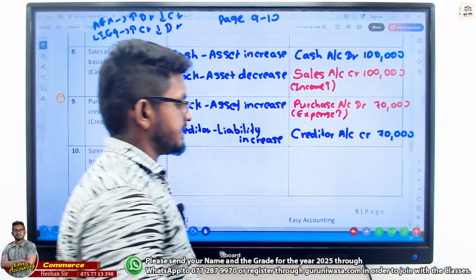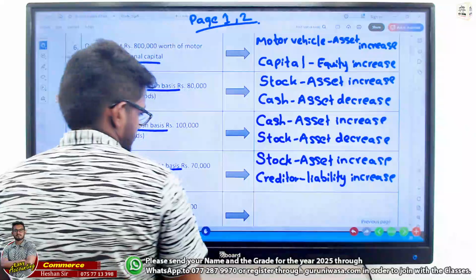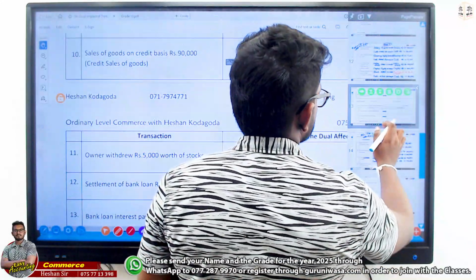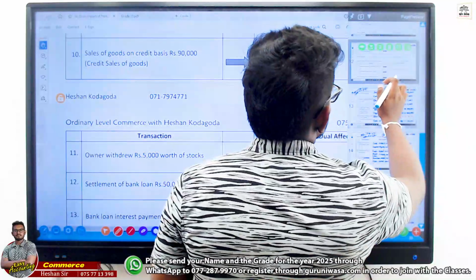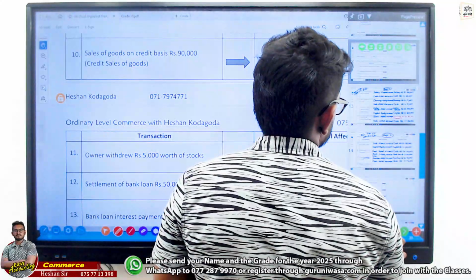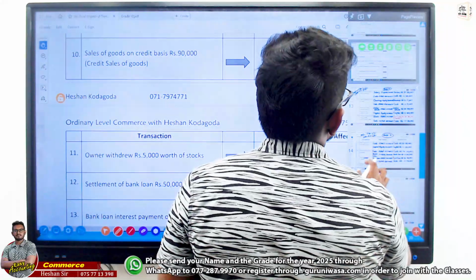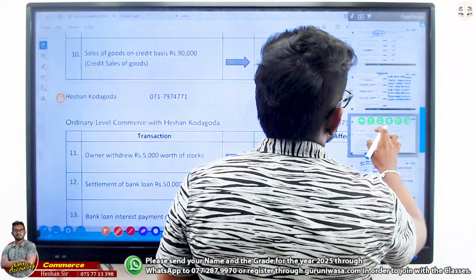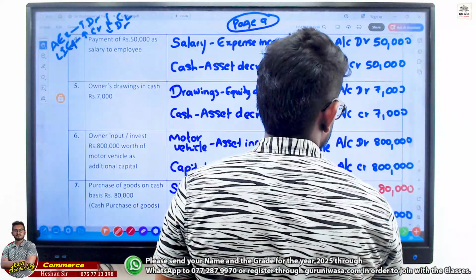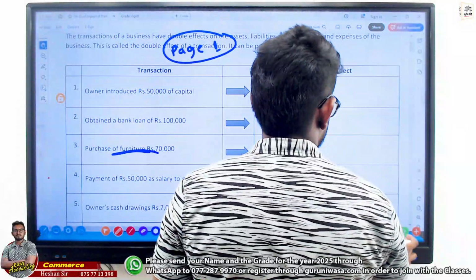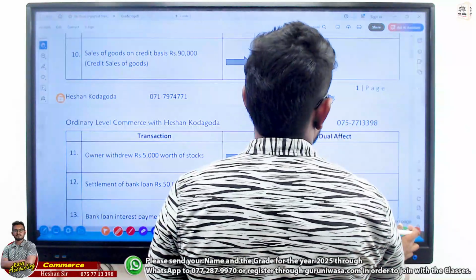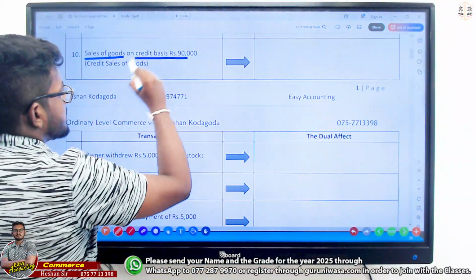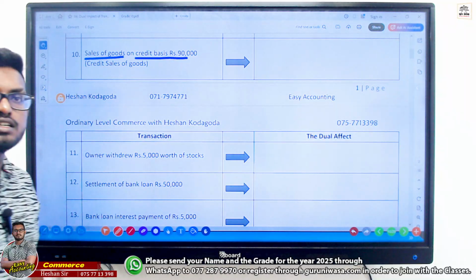Next one, number 10 in here. Right. Number 10 in the first paragraph. Number 10. What has happened? Sale of goods on credit basis. Can you tell me the dual effect?